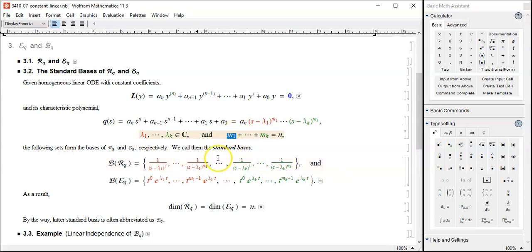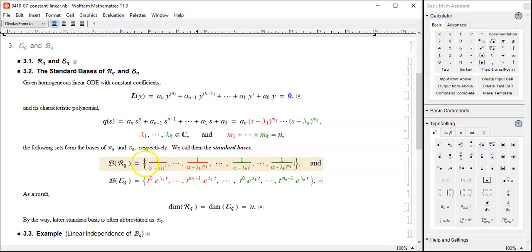And then the next color, which corresponds to the next factor, and in the end we have the last factor highlighted in green. And then come back here, 1 over s minus lambda k to the first power, second power, third power, and so on, all the way over to the mkth power. We get this. Repeating all those and adding up all those, we have precisely n functions because of this.